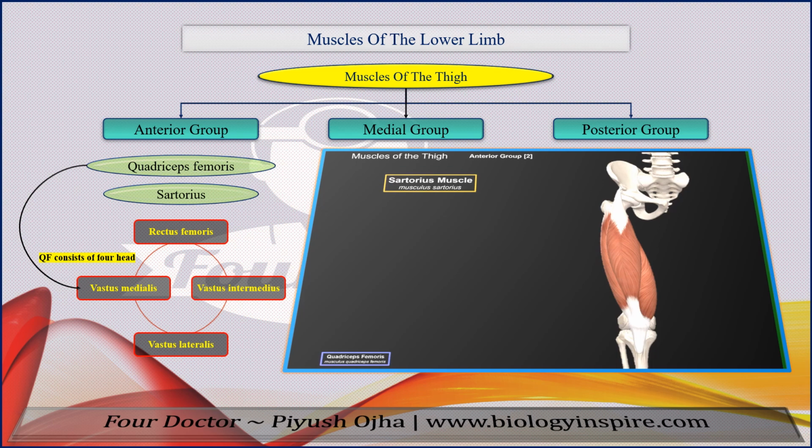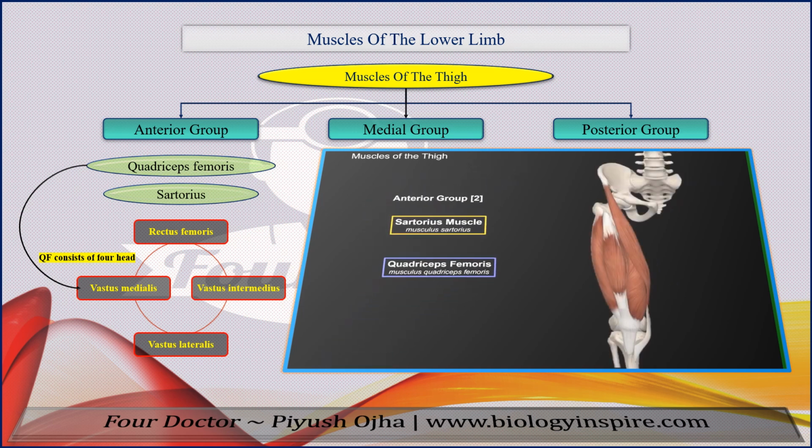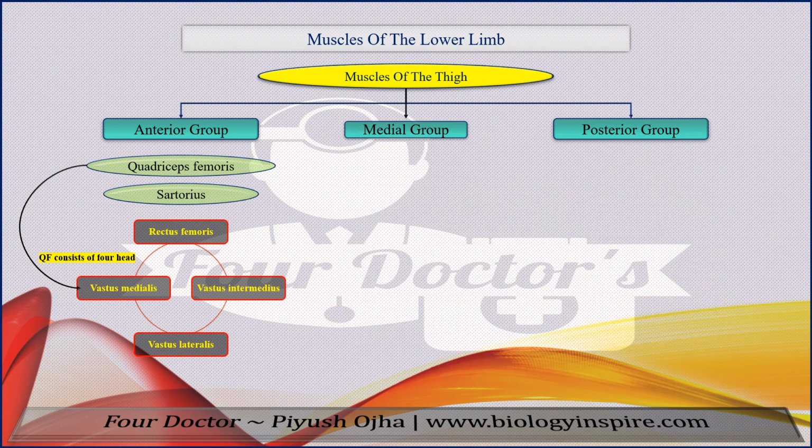Next, we have the sartorius muscle, located superficially, as you see here. The sartorius muscle originates from the anterior superior iliac spine, and then it inserts at the tibial tuberosity. This muscle will flex the thigh and the leg, as well as externally rotating the thigh and internally rotating the leg. So that's the anterior group.